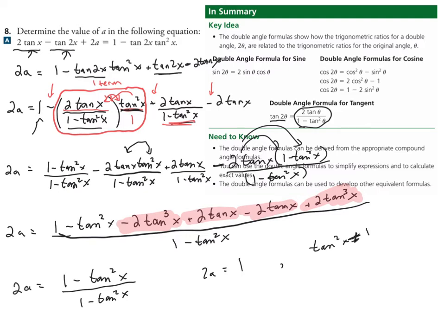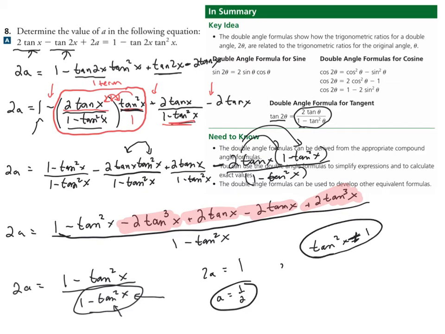You have to be careful, because if tan squared x equals 1, then this bottom is equal to 0. 1 minus tan squared x is not allowed to equal 0, because if it does, then this is undefined. So 2a equals 1 and a equals 1/2, but only if tan squared x does not equal 1, or we could say 1 minus tan squared x cannot equal 0.